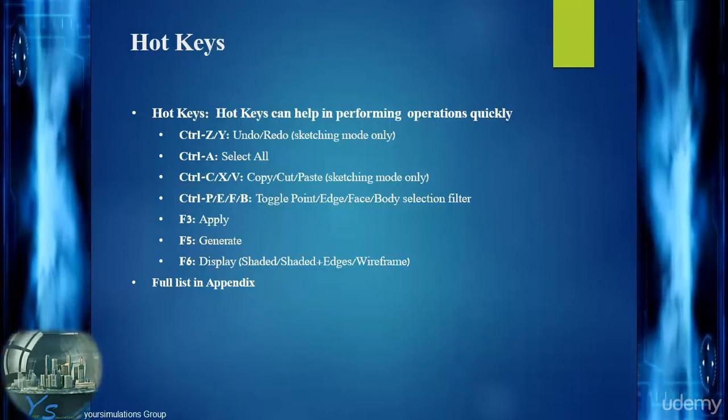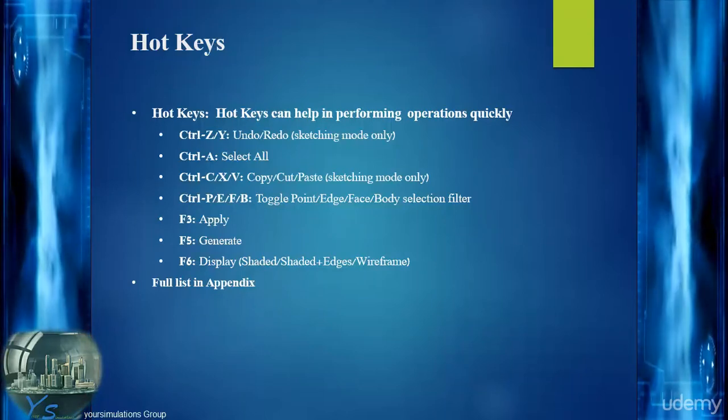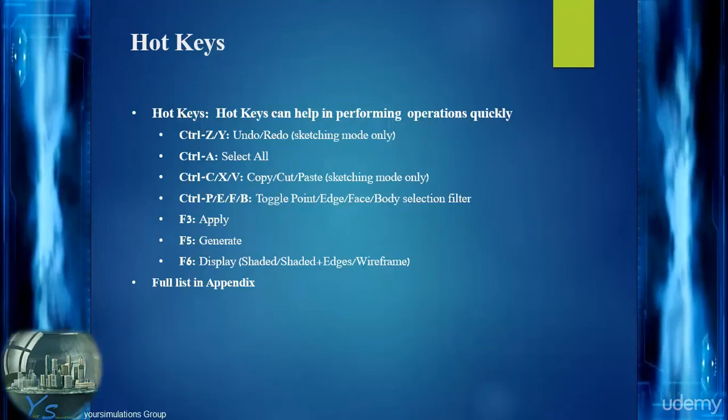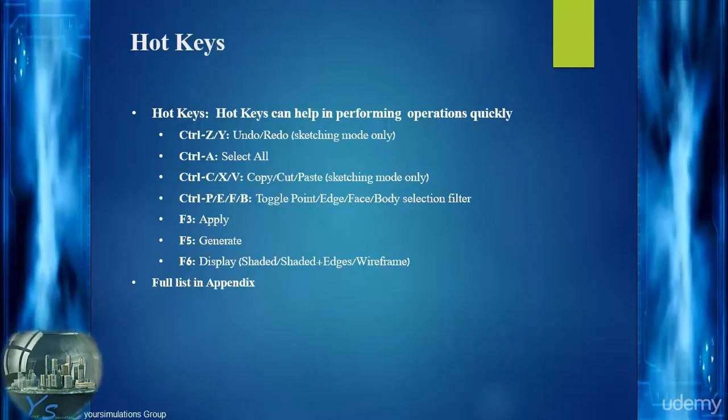We can toggle on points, edge, faces and body selection filter, basically cycle between them using Control P, F, B respectively for points, edge, faces and bodies.